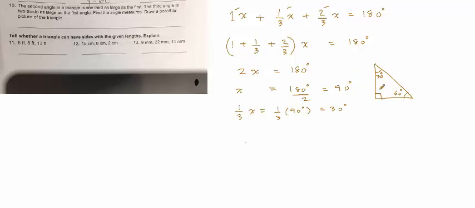Now that you know how the triangle is going to look, it can be of different sizes. That's why they said draw a possible picture of the triangle, because you can have an infinite number of triangles with these angles. They could start from the tiniest of triangles and go all the way up to the end of the universe with a 30, 60, 90. So this is just one possible picture of the triangle. It could be of any size.